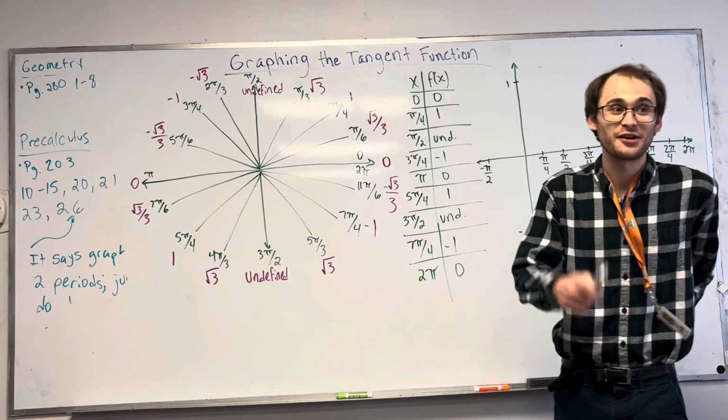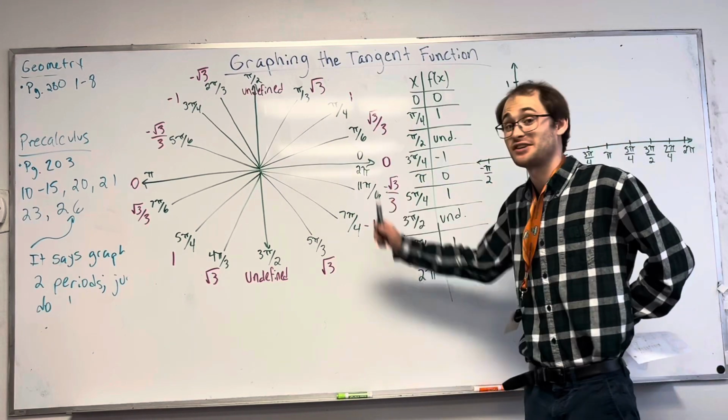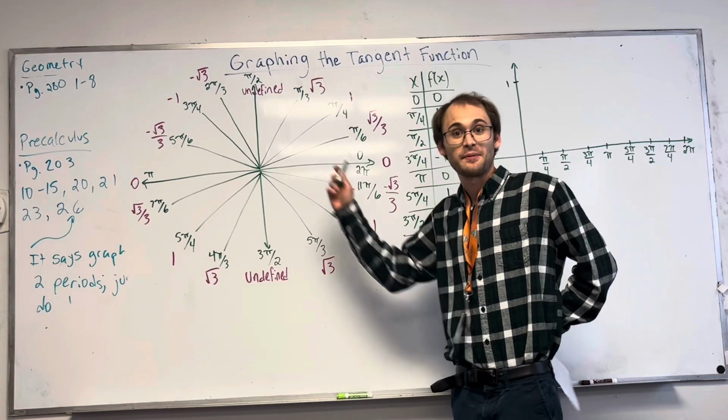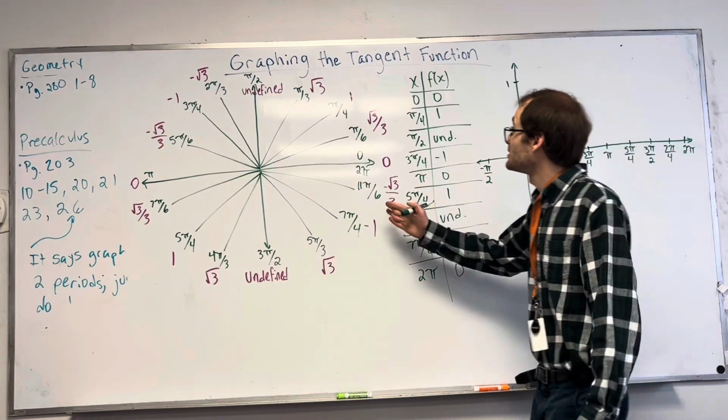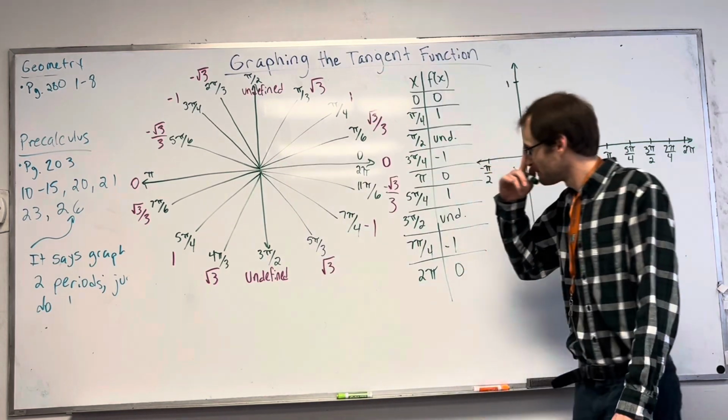Oh right, yes. Sine and cosine have a period of 2 pi. Tangent has a period of pi. After pi radians, it repeats, and that's what I want to show here.